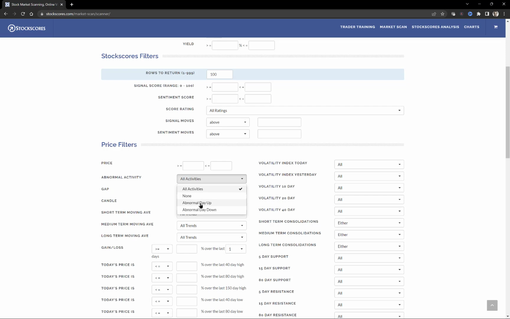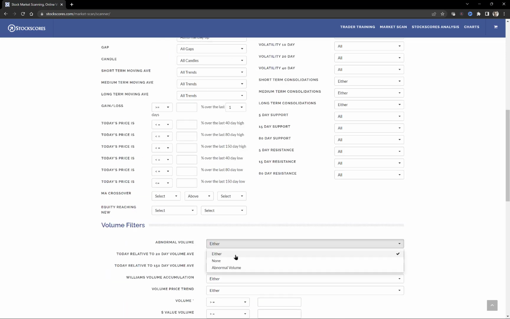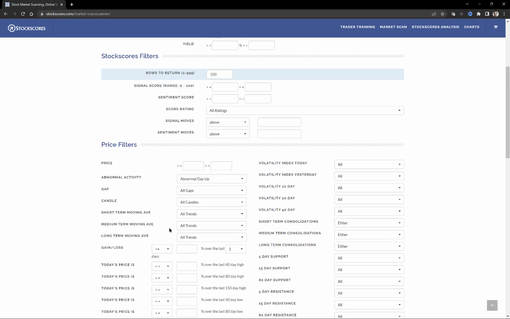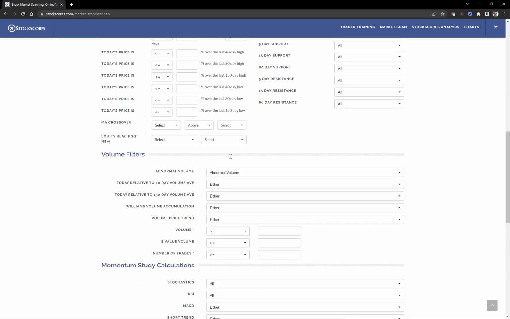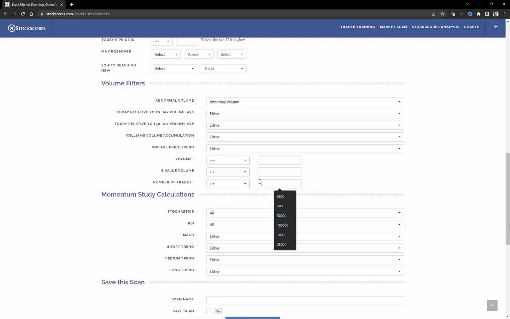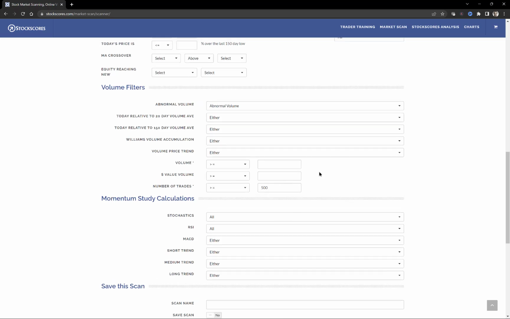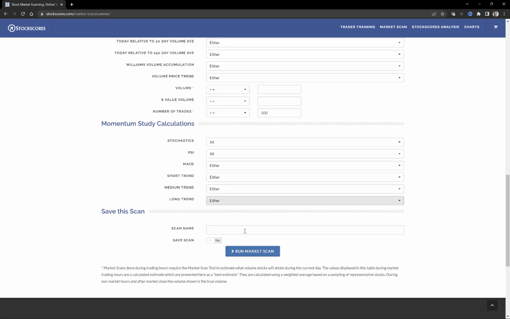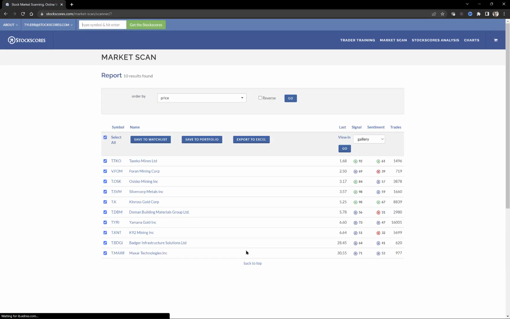So I could say all stocks on the Canadian market that had an abnormal day up and traded abnormal volume. This would be on Friday. I'm doing this webinar on a Saturday. I could say I only want stocks above $1. I could add in a number of trades, at least 500 trades a day, so we know that it's fairly liquid for a Canadian stock. That's probably about good. Run the Market Scan, and it found 10 stocks that meet those criteria.